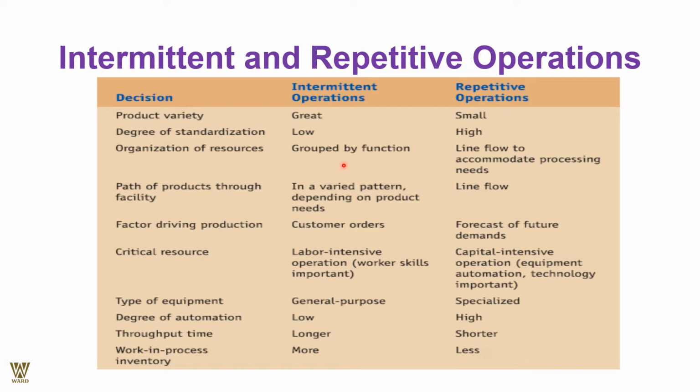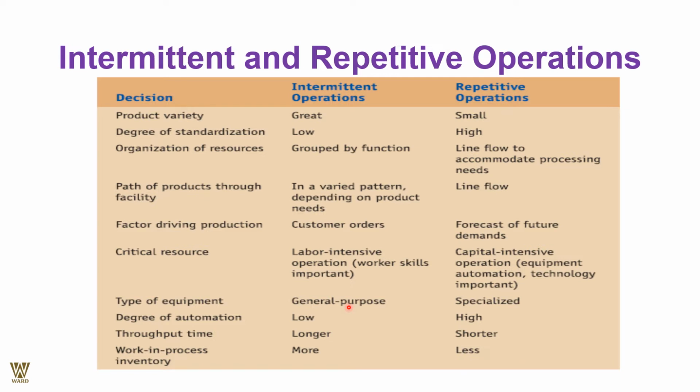The factor driving production is customer orders in intermittent operation. It is customized. You remember? Did I say it's customized? It's like going to a tailor or to a fashion expert and asking him or her to design clothes for you altogether. So it's customers. We have different body types, right? All of us. But in repetitive operation, it is forecasting of future demand. So basically, we're looking at what the market is going to predict or demand in future, and accordingly we are getting ourselves ready as far as repetitive operations are concerned.